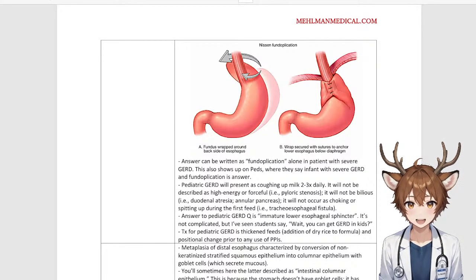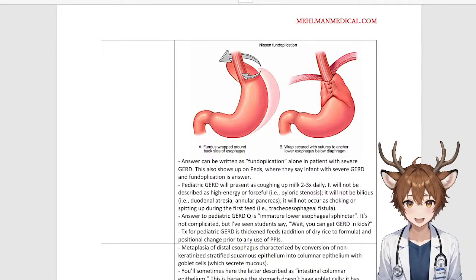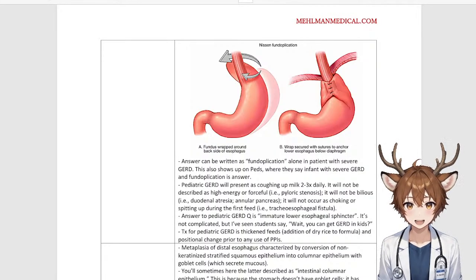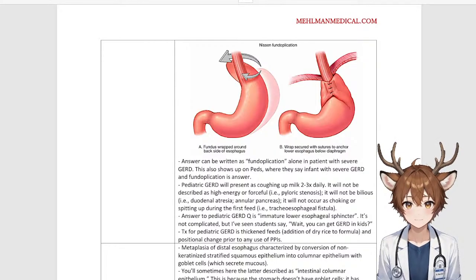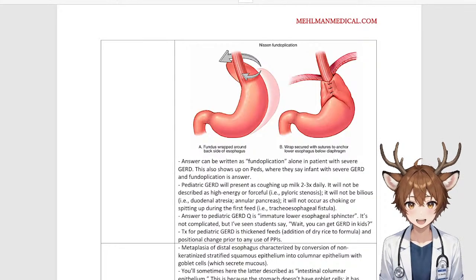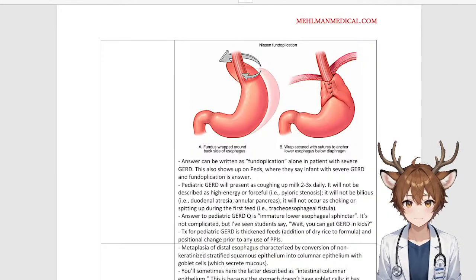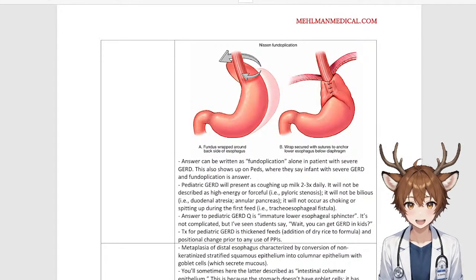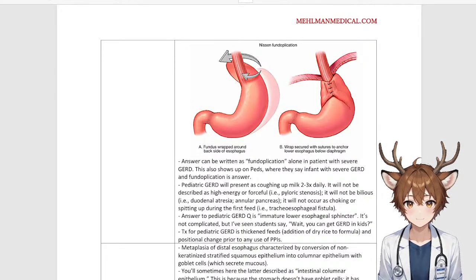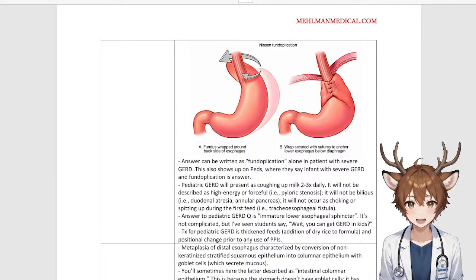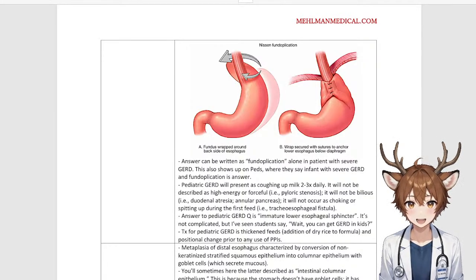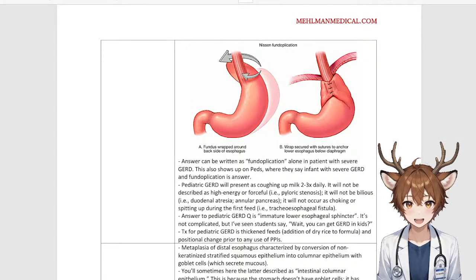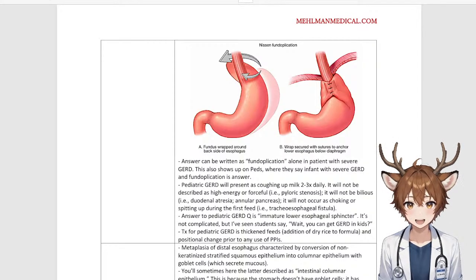So let's continue. Here's a picture. It says A, fundus wrapped around the backside of the esophagus. And the other one, wrapped securely with sutures. I guess these are different ways to treat it, right? Nissen fundoplication: you can wrap it around so there's no fluid building up there and it's not causing an issue. And the other one is wrapped and secured with sutures to anchor the lower esophagus below the diaphragm. So that's the other way you could do it. Just keep it below, and make sure that it doesn't come back up.